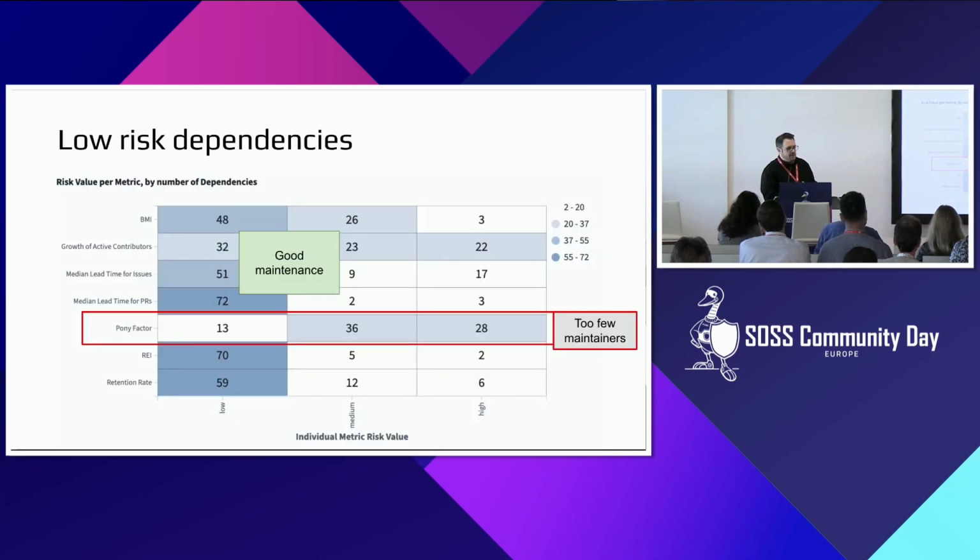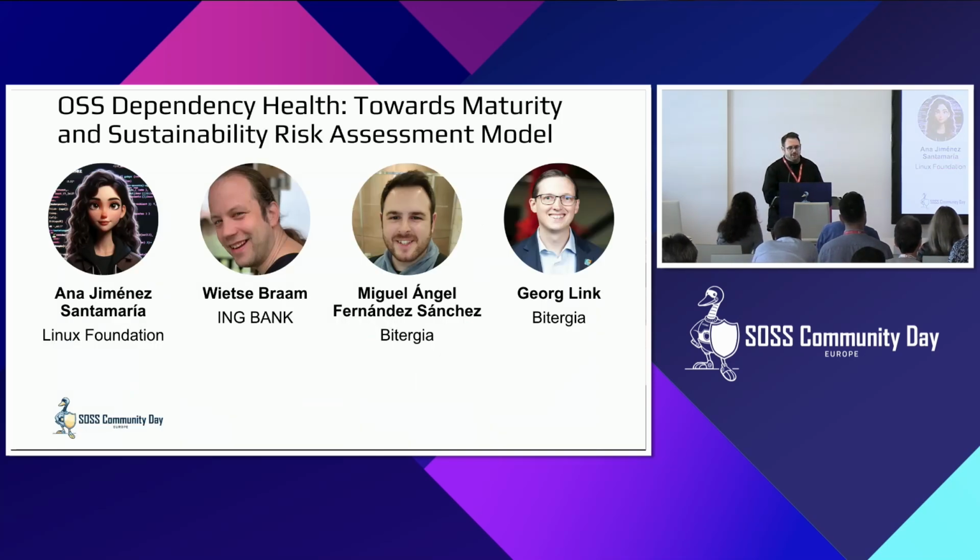Looking at the heat map distribution, if we focus on low-risk dependencies, we see a pattern. They seem to be doing really well at maintenance, with really good maintenance values. But even in low-risk projects, we see the problem that they rely on too few maintainers. The pony factor metric looks at how many contributors are responsible for 0.5% of the code. They depend on one or two contributors, so that's risky, and that's happening even in low-risk dependencies. That was a brief explanation of how the model works and the approach we took.